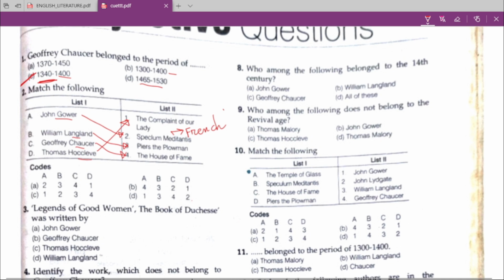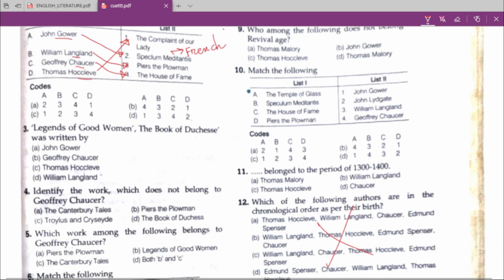Next question. Legend of Good Women and The Book of the Duchess, these are all works written by whom? John Gower, Geoffrey Chaucer, Thomas Hoccleve, or William Langland. Legend of Good Women and The Book of the Duchess are written by Geoffrey Chaucer. So B is the right option.